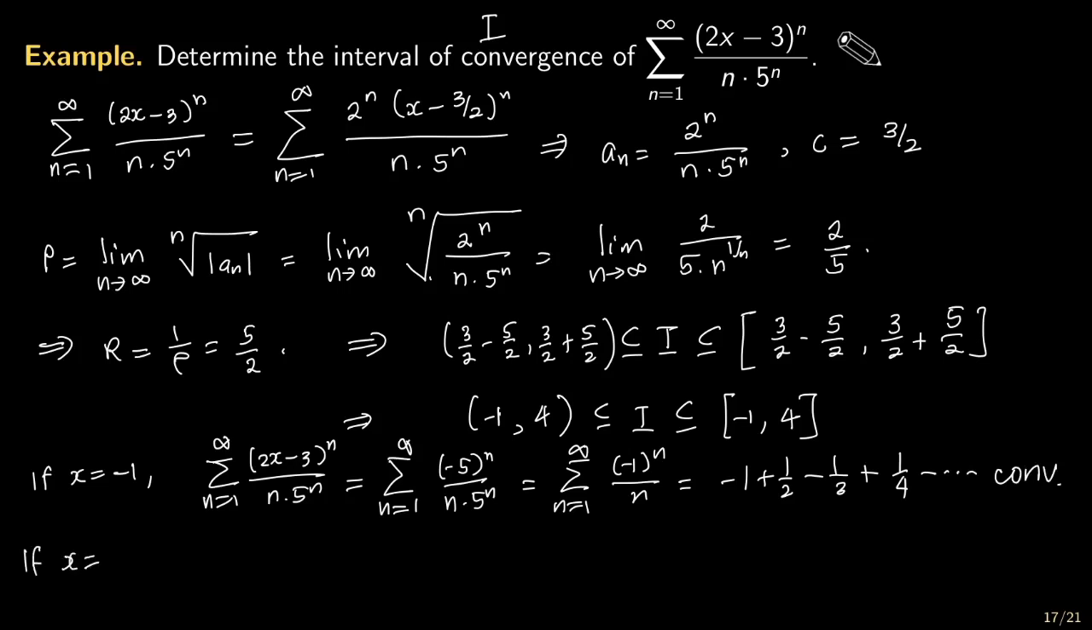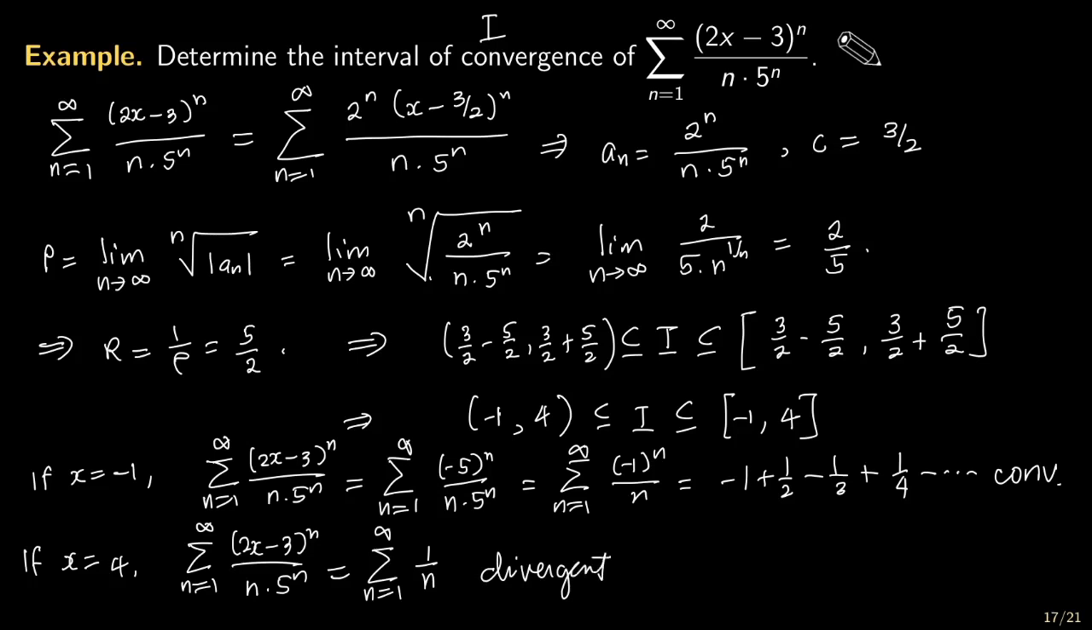Kung sakali naman ang x ay, let's say, ano yung isang endpoint? 4. Saan naman maglilid itong sum na ito? Paki-calculate. Saan equal to? Mag-equal naman siya sa 1 over n na lang, which is divergent. Diba? Therefore, the interval includes negative 1 but not 4. So, the interval of convergence is the closed negative 1, open 4. Do you get what I'm trying to say? Okay.